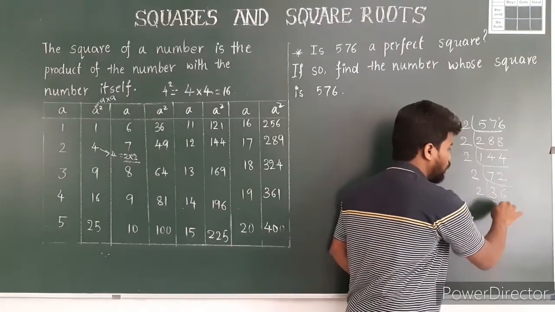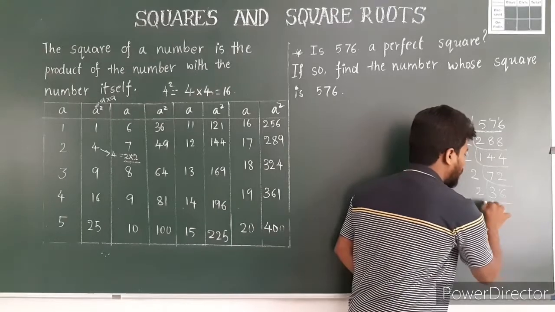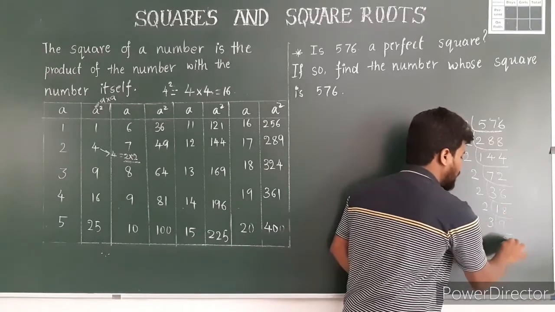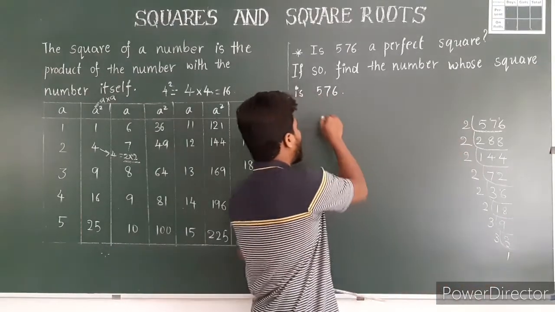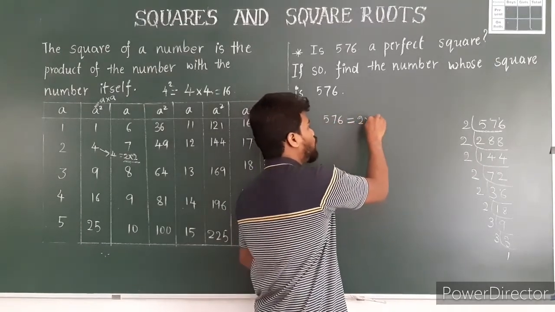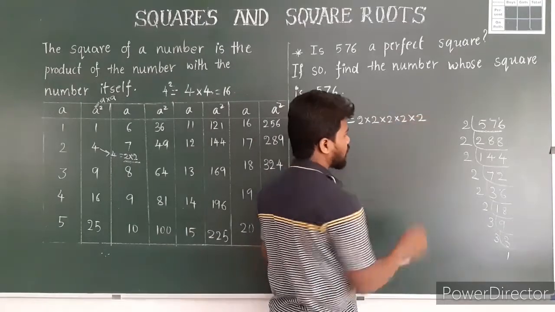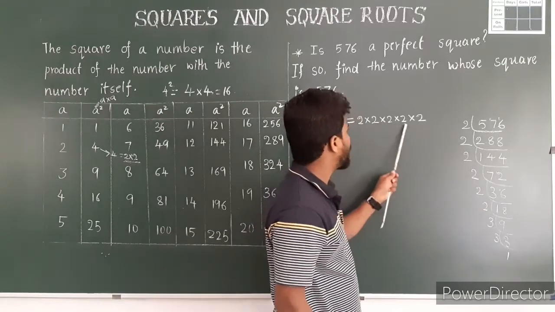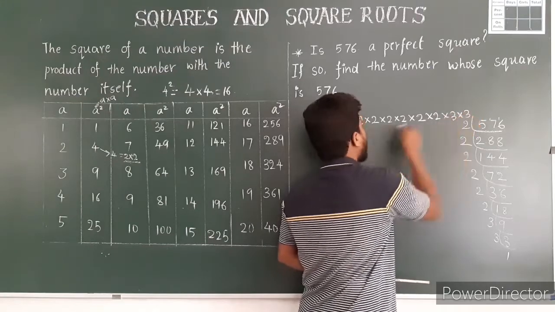2 1s are 2, 1 remainder. 2 8s are 16. So next, one more time, 2 9s are 18. So next, 3 3s are 9. 3 1s are 3. So now 576 can be written as 2 into 2 into 2 into 2 into 2 into 2, 6 times, right? So 1 2 3 4 5 6, and 3 into 3.